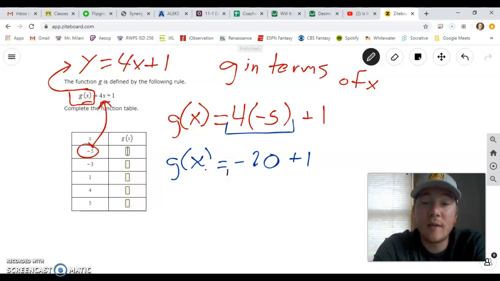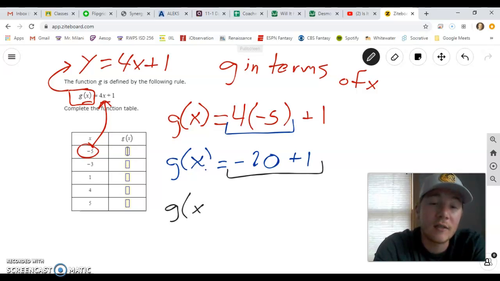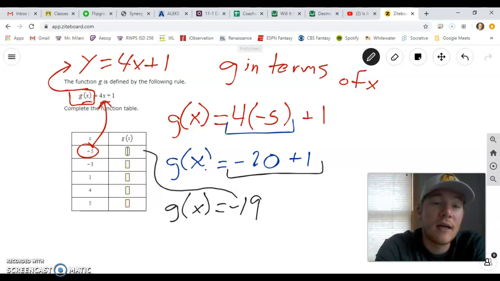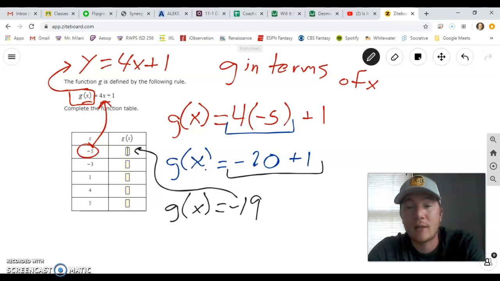And then negative 20 plus 1, be careful, it's not going to be negative 21. It's going to be up towards 0. It's going to be g of x equals negative 19. And just like the last problem, that's what you would put in that box.